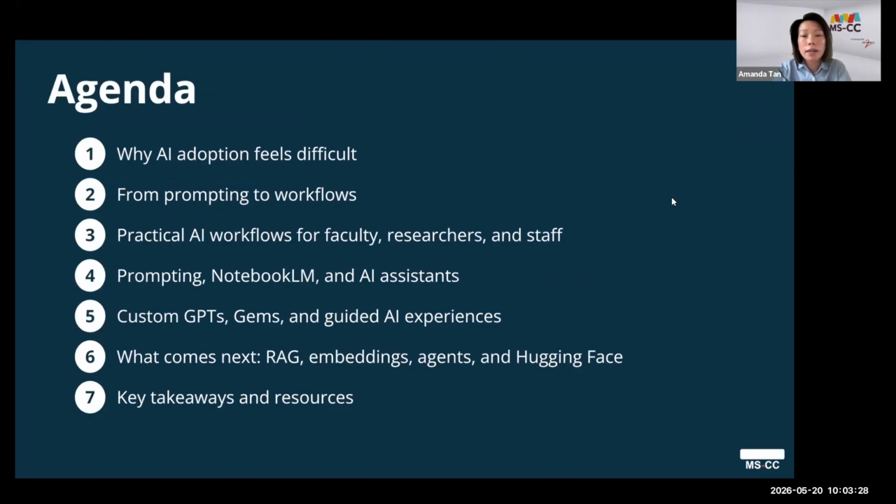Today, we'll talk about why AI adoption can feel difficult, and we'll move into practical workflow examples across teaching, research, and administrative work. We'll also discuss prompting, NotebookLM, reusable AI assistants like GPTs and Gems, and then briefly introduce some emerging concepts like RAG, embeddings, and lightweight AI application development. Our goal today is not to turn anyone into an AI engineer. It's not zero to AI engineer in 50 minutes, but the goal is really to help you leave with at least one workflow or idea that you can realistically experiment with after the session.